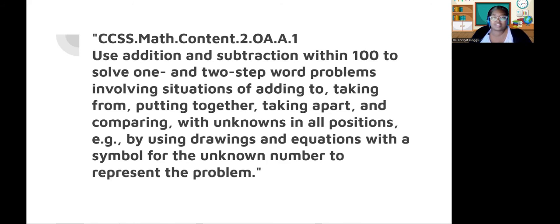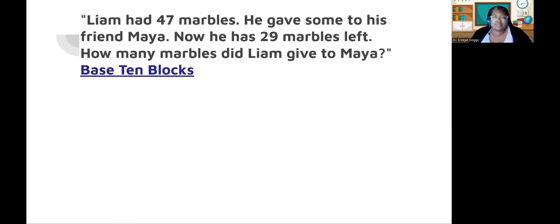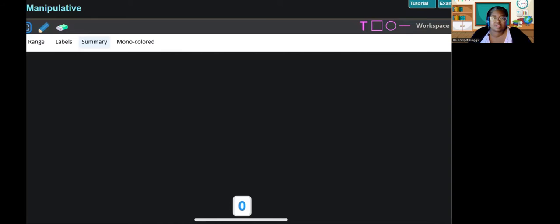And our example to go with our objective for today is Liam had 47 marbles. He gave some to his friend Maya. Now he has 29 marbles left. How many marbles did Liam give to Maya? So let's take a look at this with base 10 blocks.